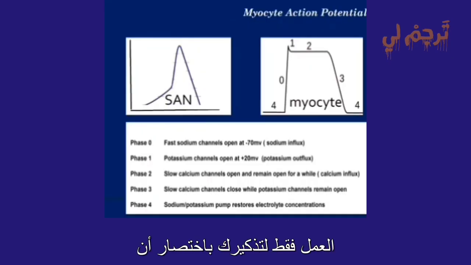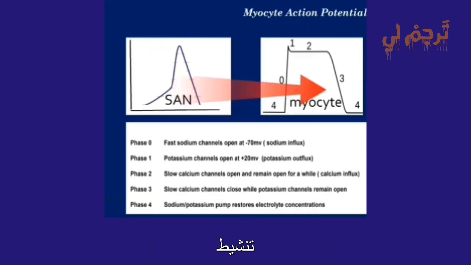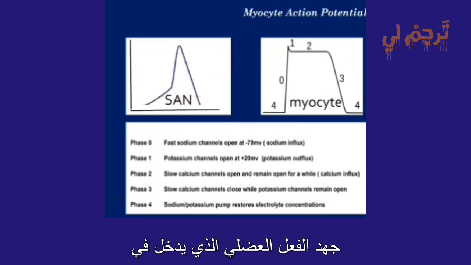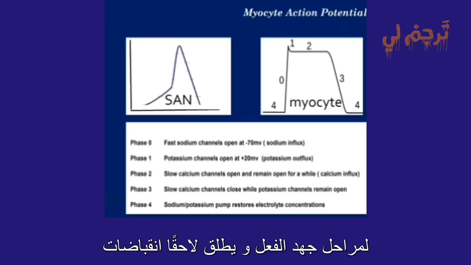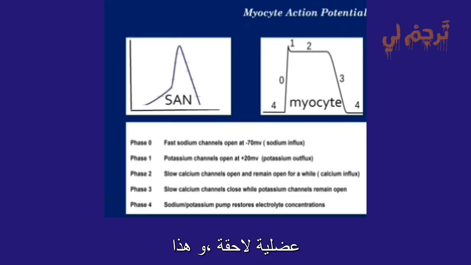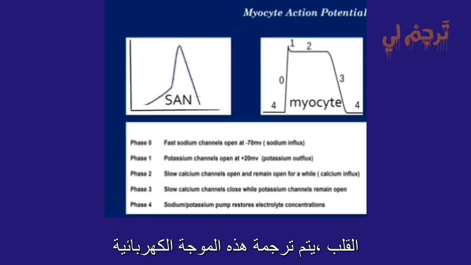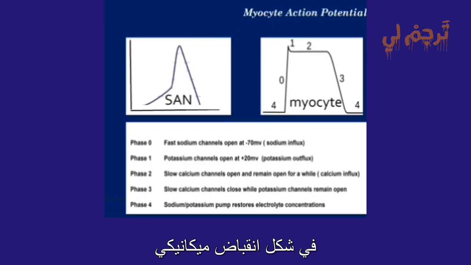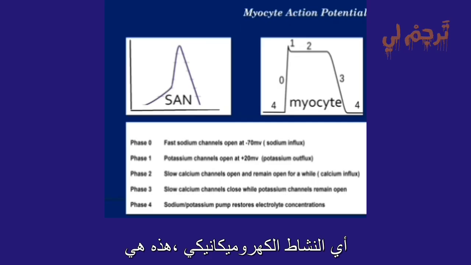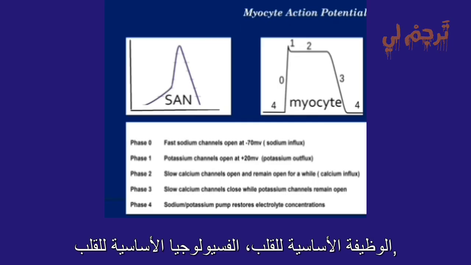Just to remind you in brief, the sinoatrial node has innate electrical activity which triggers at all times spontaneously. This will obviously cause activation of the myocyte action potential that goes into a cascade of events for the 4 stages of action potential, and later triggers subsequent myocytes, and this creates the electrical activity, or the electrical wave, which flows through the heart. This electrical wave is translated in the form of mechanical contraction, so electromechanical activity. This is the basic physiology of the heart.